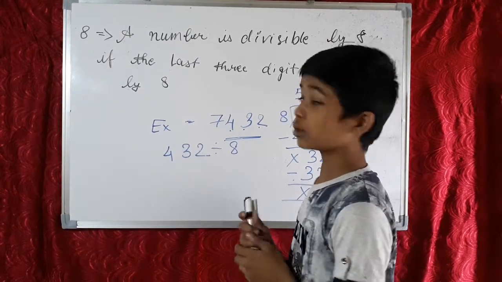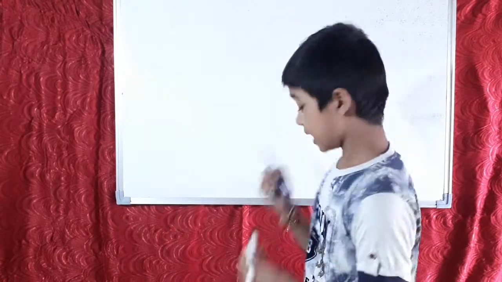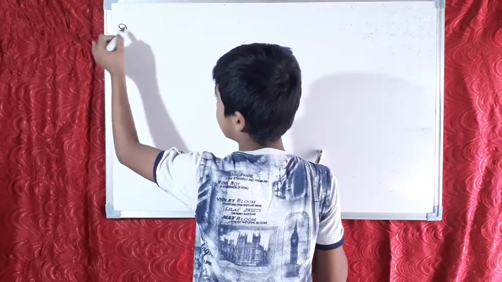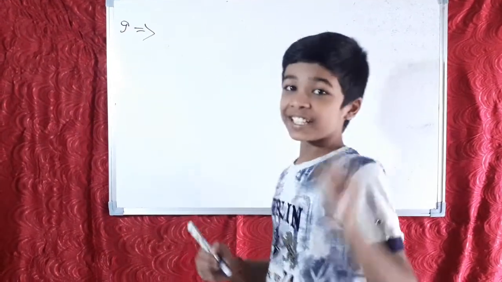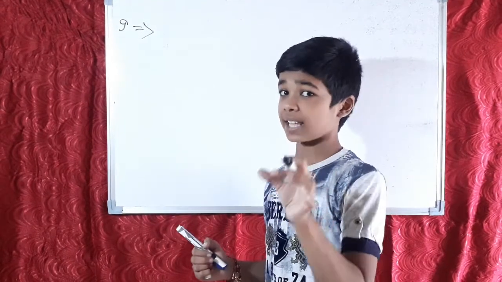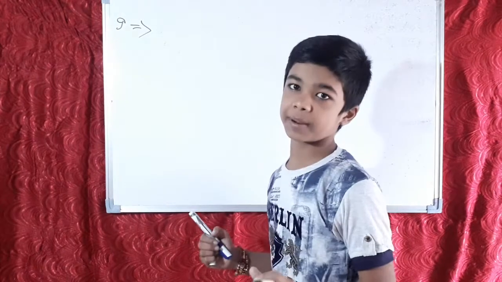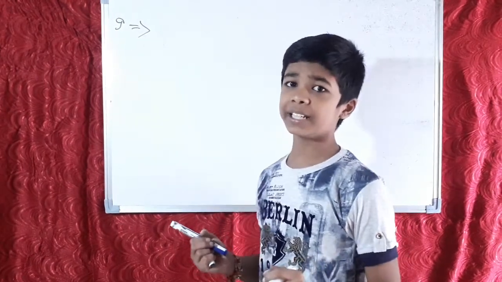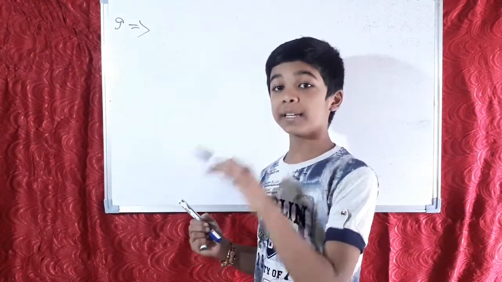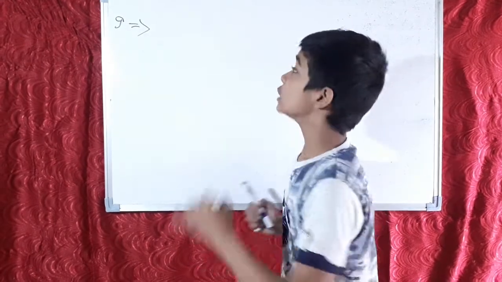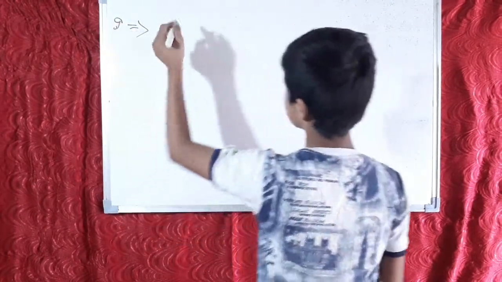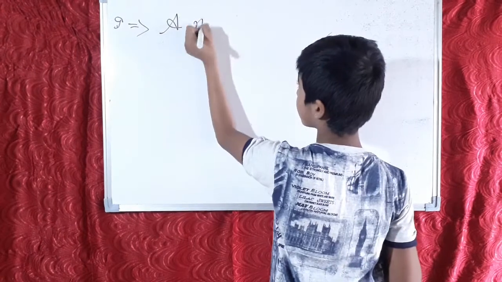Now we will go and show you the ninth divisibility test, the divisibility test of 9. The divisibility test of 9 is very simple. It is like the 3's divisibility test. A number is divisible by 9 if the sum of its digits is divisible by 9. In the third divisibility test, we learned that a number is divisible by 3 if the sum is also divisible by 3. So this ninth divisibility test is similar.